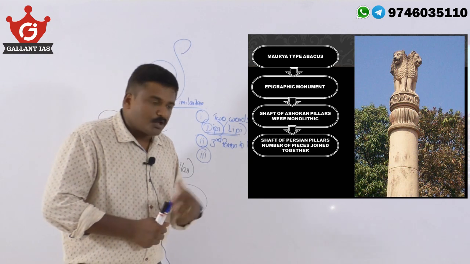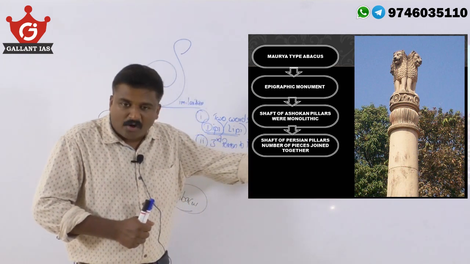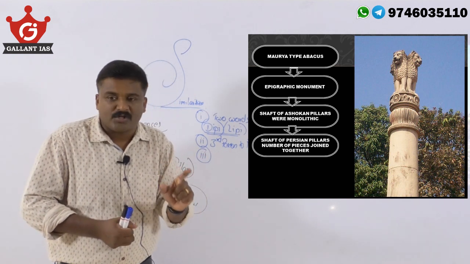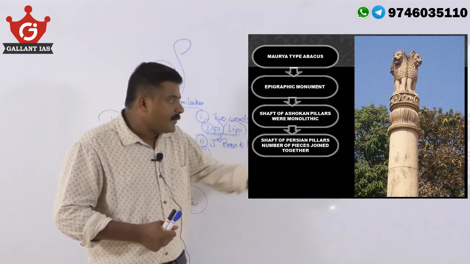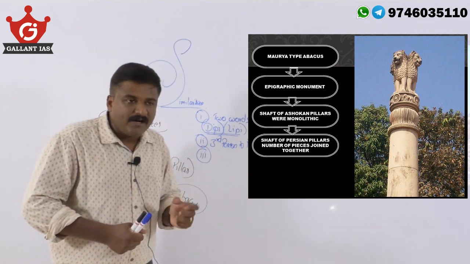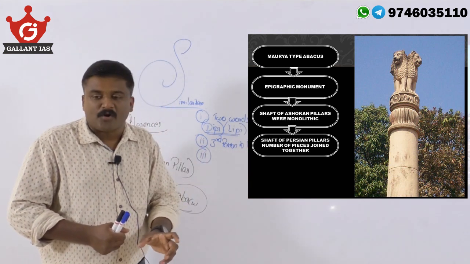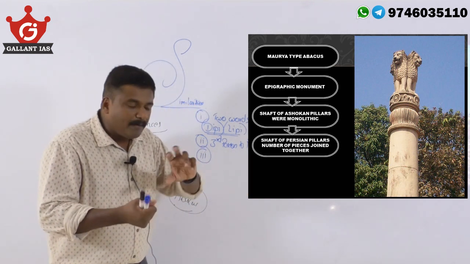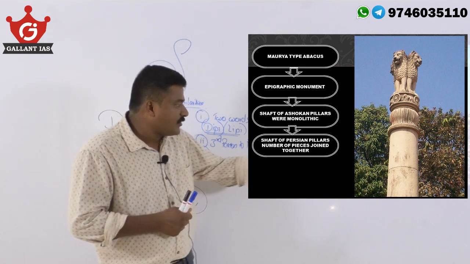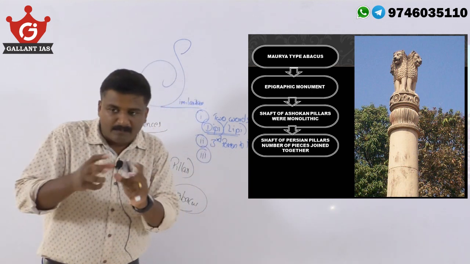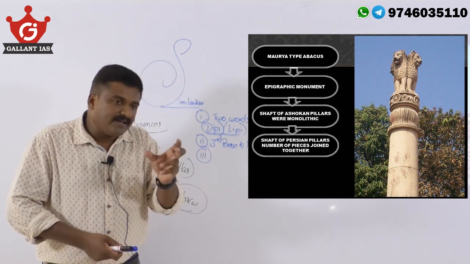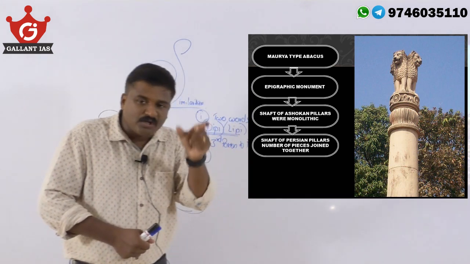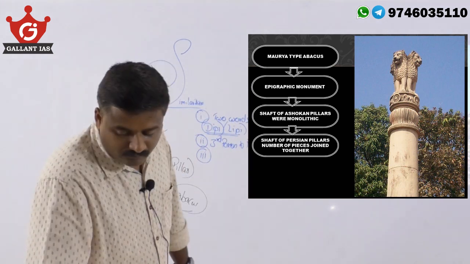Now, the shaft of the Ashokan pillar was monolithic. Another feature: the shaft of the Ashokan pillar, as shown in the image, is made up of a single rock or single stone. The main shaft or column of this pillar is made up of a single rock piece. But in this Persian pillar, you can see the shaft portion is made up of multiple pieces of stone joined together, and that formed the shaft or column of the pillar. But the Ashokan pillar is of a single rock piece.